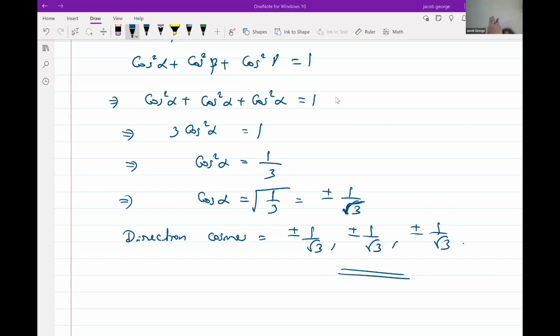What do you have to do? You will convert it into a vector. Then the coefficients of that vector will be the direction ratios. Then you convert it into a unit vector. The coefficients of the unit vector will be the direction cosines.